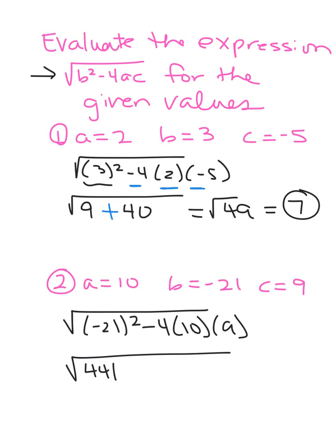Now again, if I look at my signs, I have a negative and a positive and a positive. That's going to give me a negative. And then when I take 4 times 10 times 9, I get 360. If I subtract 441 minus 360, I get the square root of 81, which is 9.